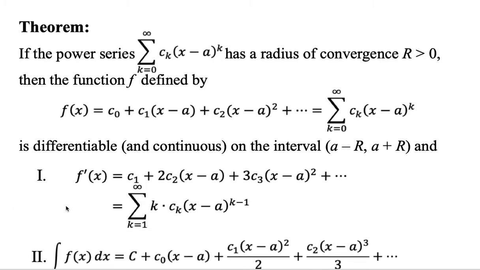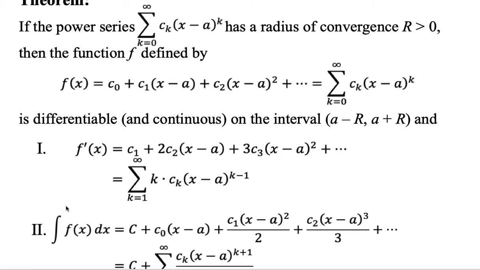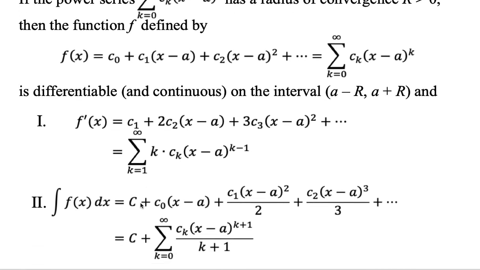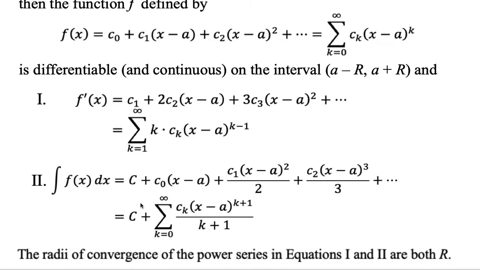and that we can obtain two additional series. So this theorem allows these additional series, the derivative series, k equaling 1 to infinity of k c sub k x minus a to the k minus 1, and the antiderivative, constant plus k equaling 0 to infinity c sub k times x minus a to the k plus 1 over k plus 1, to exist. In addition, the theorem tells us that the radii of convergence of the power series for both the derivative and antiderivative series are both r, just as the original series.